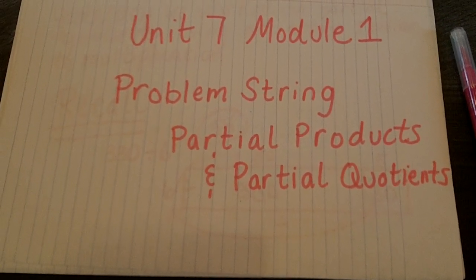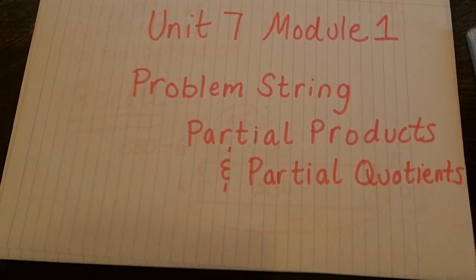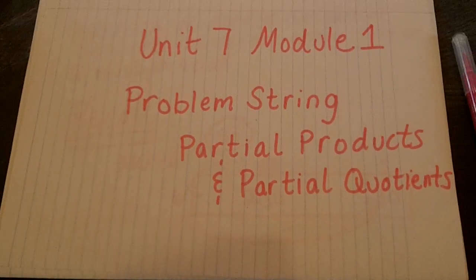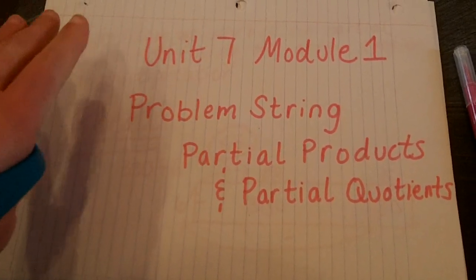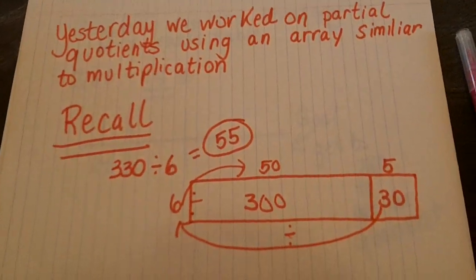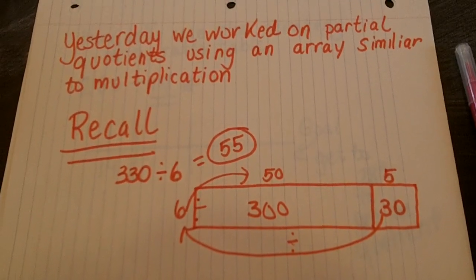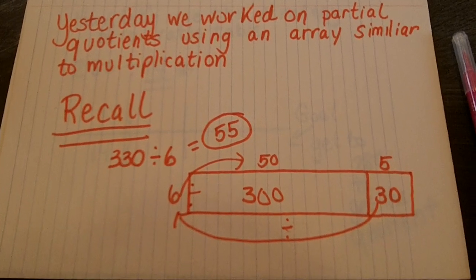So we're going to be extending off of yesterday, and we're going to be learning a new strategy to take us into division and getting you ready for next year when you learn the long division algorithm. So let's take a moment and recall what we did yesterday. So yesterday we worked on partial quotients using an array similar to multiplication.